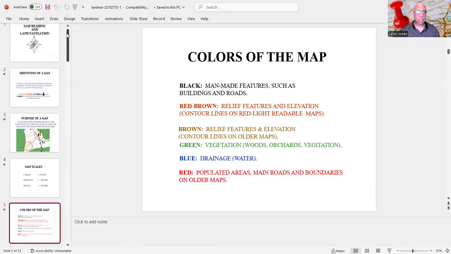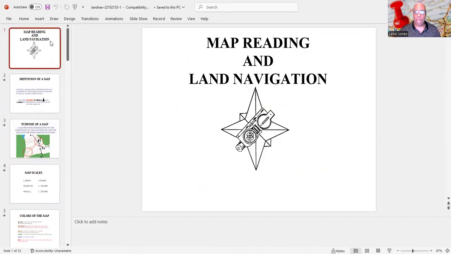Now, when we talk about map reading, the scale and the compass are very, very important because a number of your maps have a north arrow, and you have to understand what scale you're using. Now, let me go ahead and, of course, share my screen again, and we're going to get into this PowerPoint. And we're going to talk about map reading and land navigation.